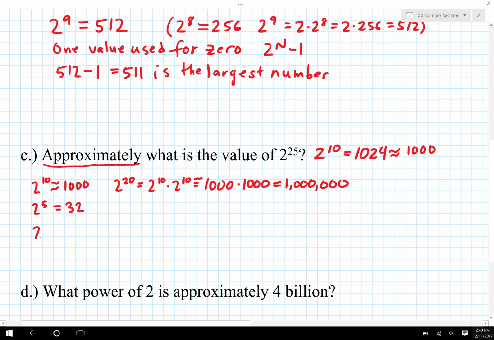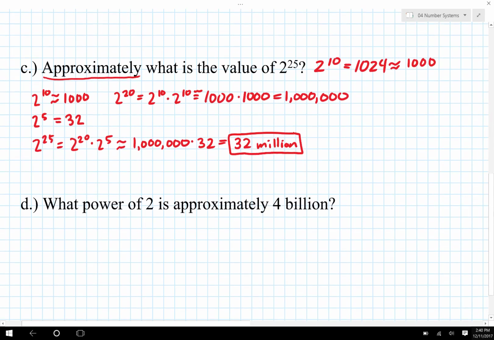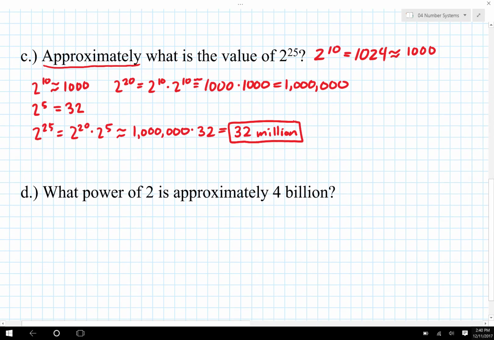So I know that 2 to the 25th is equal to 2 to the 20th times 2 to the 5th, which is approximately equal to 1 million times 32, which is 32 million. Now the actual number is a little bit higher than 32 million, but it's still a very good approximation for us to think about roughly how much would be able to be represented in that.